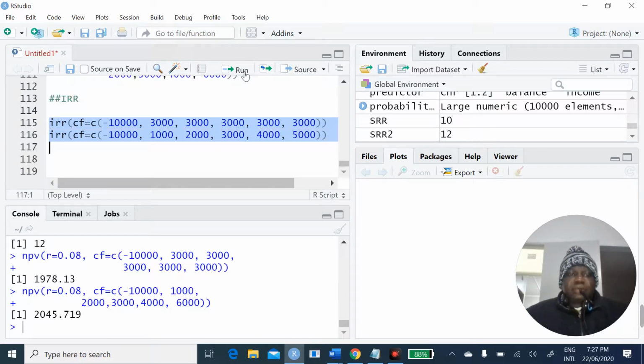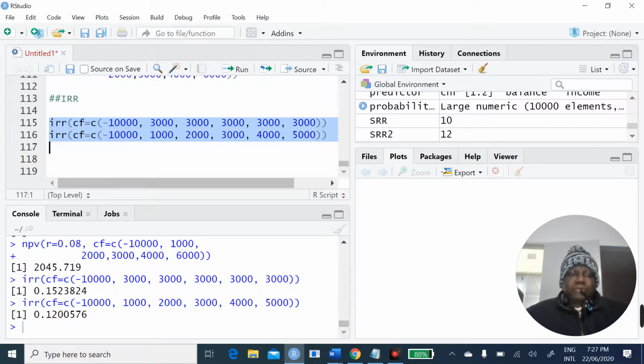Let's run it. Yeah. So which means the internal rate of returns for investment A is higher than that of investment B. This is 15%, and this is 12%.